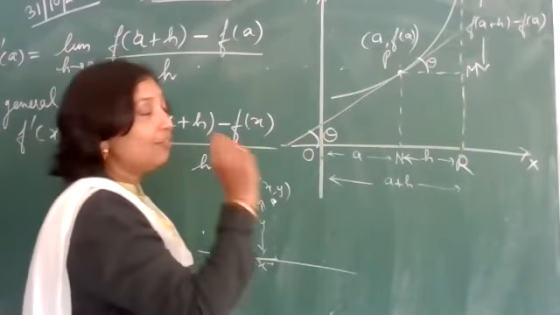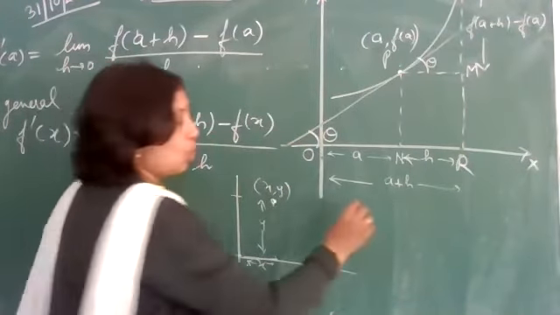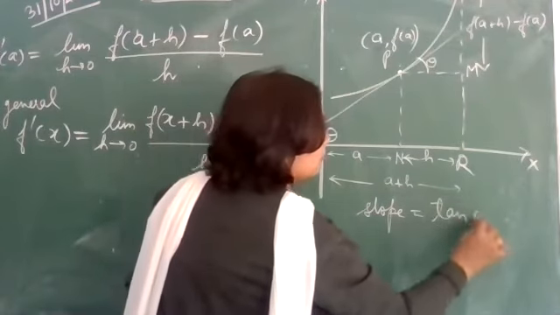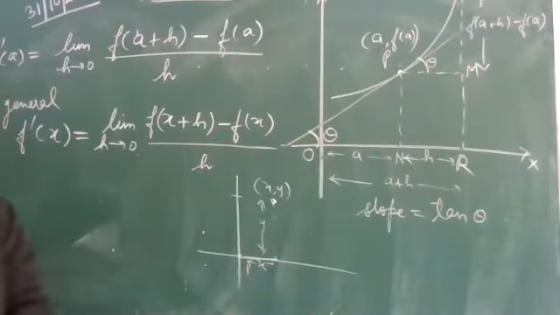Now we have to find the slope. We all know the slope is tan theta. But taking F common, it will not be minus.